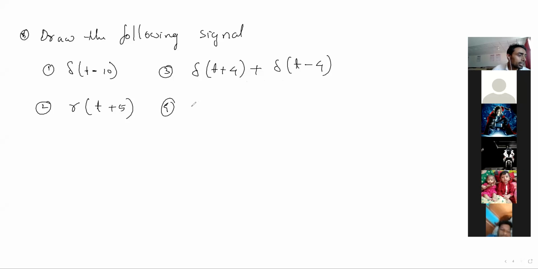Fourth number, let me give, I can say, rect(t minus 4). Okay, can you able to draw these signals?